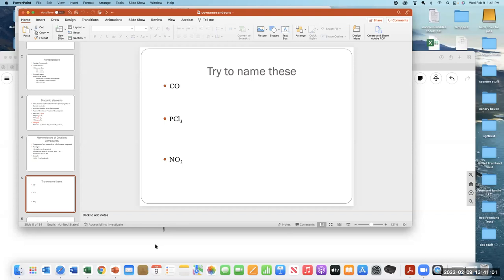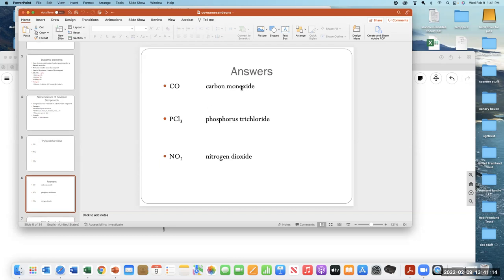So let's see what we can do. Again, you just use the suffix. This is one carbon, one oxygen. We typically don't say mono for the first, so that would be carbon. Well, let's just go to the next slide. So carbon monoxide. This is one phosphorus and three chlorines. Remember, we end the second one with ide. So phosphorus and three chlorines, phosphorus trichloride. And then nitrogen dioxide.